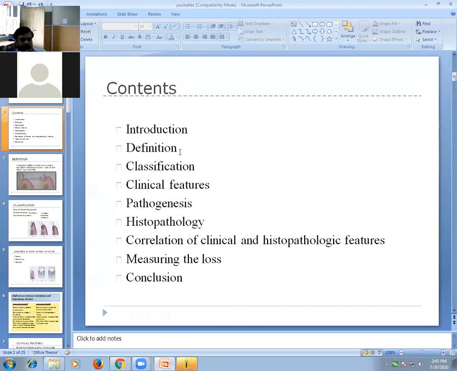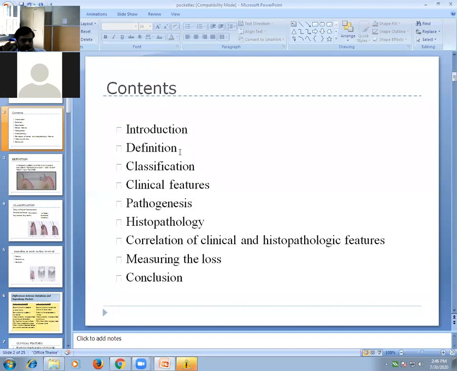Infrabony, the base of the pocket is below the bone. This is based on the pocket placement in relation to bone. So again, we classify the periodontal pockets depending on the number of surfaces involved: simple, compound, and complex.